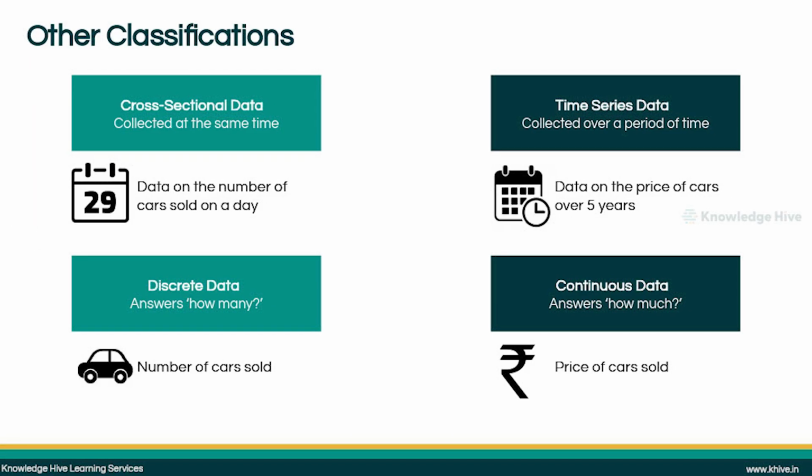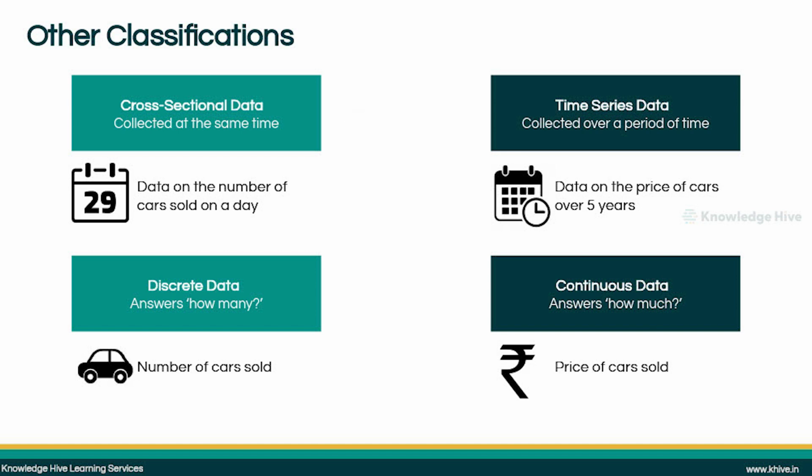Makes sense. It also briefly touches on other ways to classify data, like time series versus cross-sectional. Yeah, time series data is collected over time, like tracking the price of a specific car model year after year. Cross-sectional data is collected at a single point in time, like looking at the prices of all the different used cars sold on one particular day.